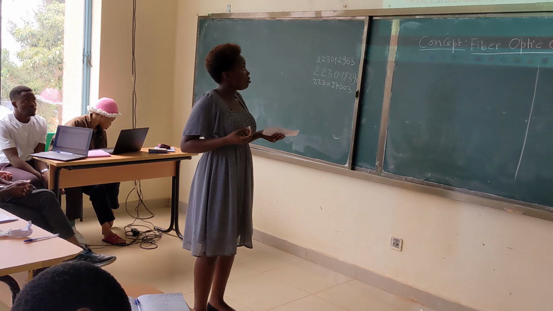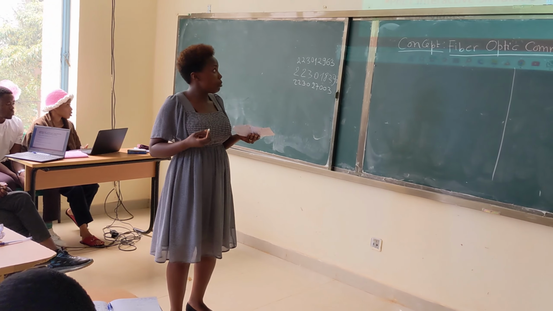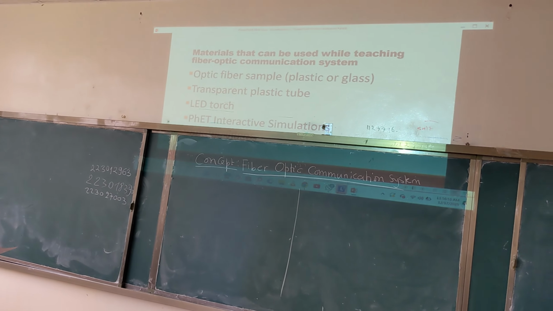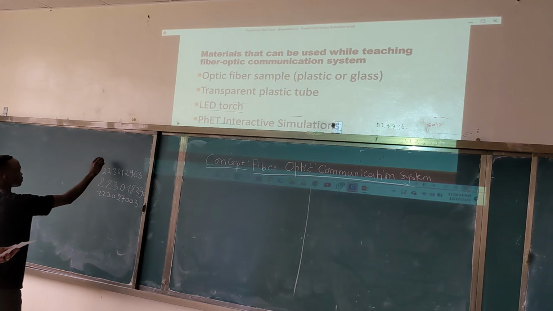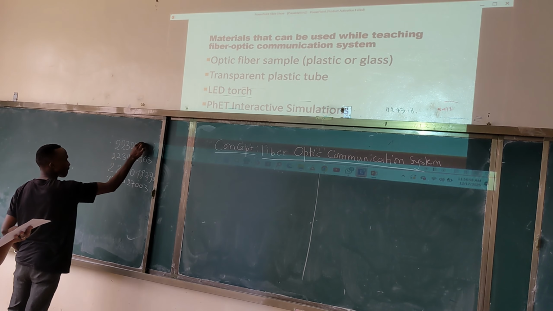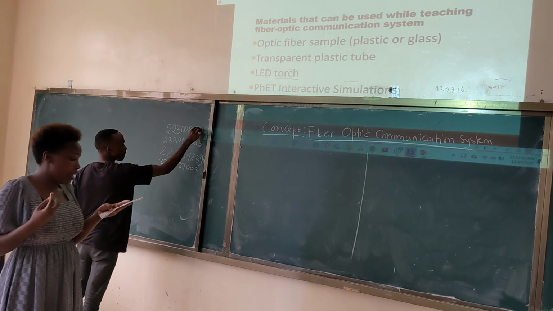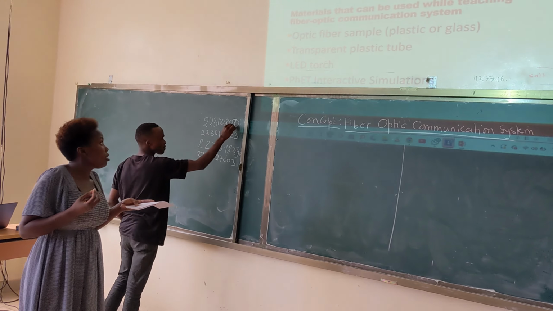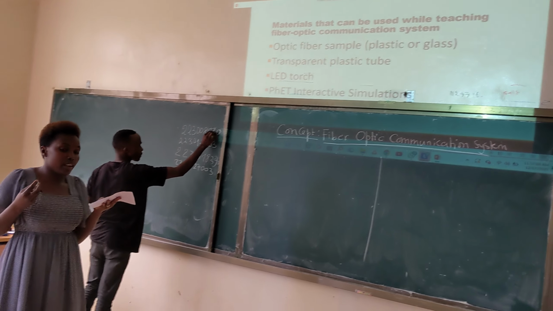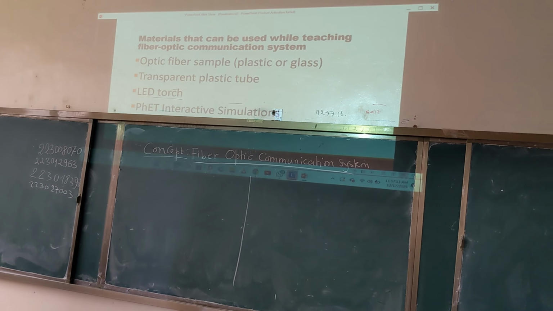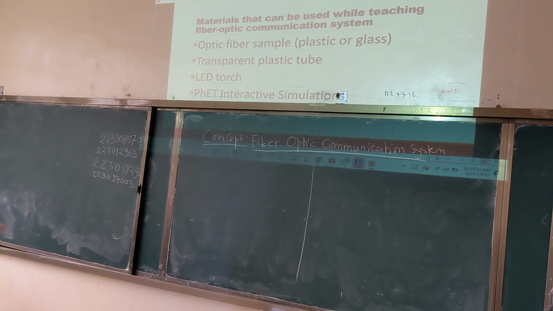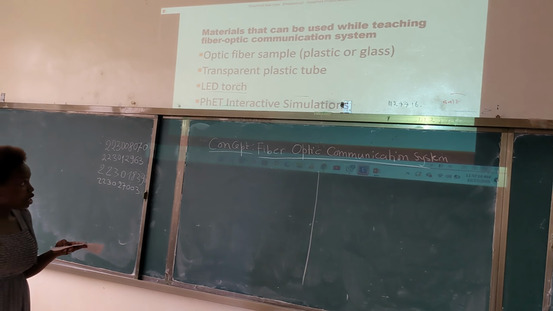Another material is transparent plastic fibres. Transparent plastic fibres are the largest-scale version made of fibres. They are used to make the bouncing of light easy for the students to see with their own eyes. Another material is the LED torch. The LED torch is the light source. It represents the transmitter. Another material is a interactive simulation.